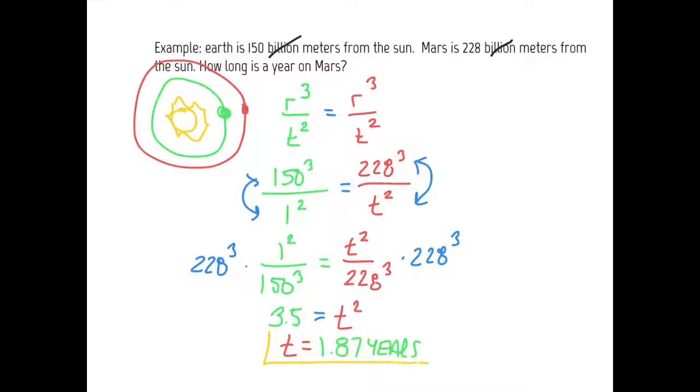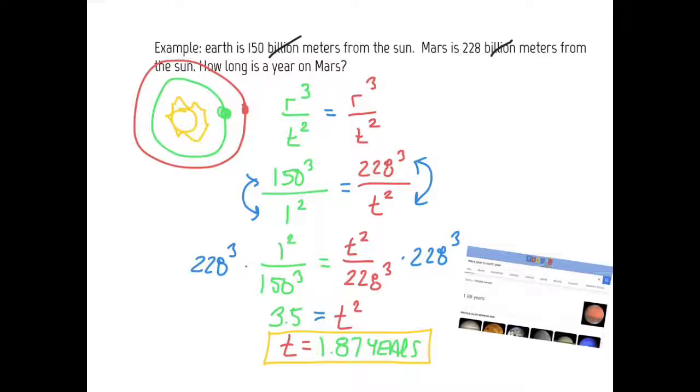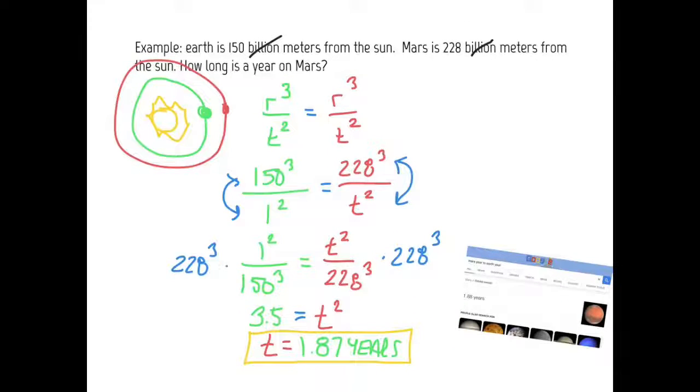And then I actually went to Google to check this out just to make sure my answer was correct. And Google said that it was 1.88 years for a year on Mars. So I think this worked out pretty well. Give ourselves a nice smiley face.